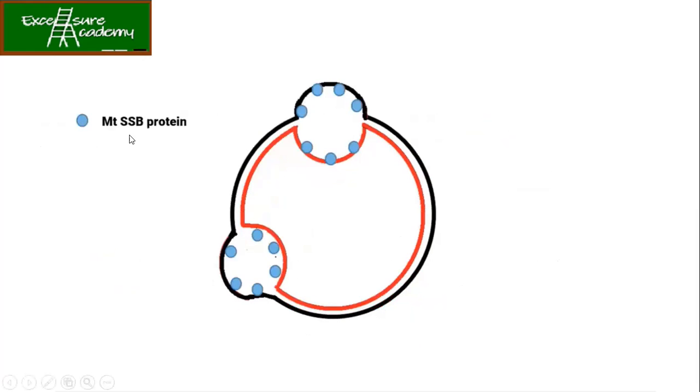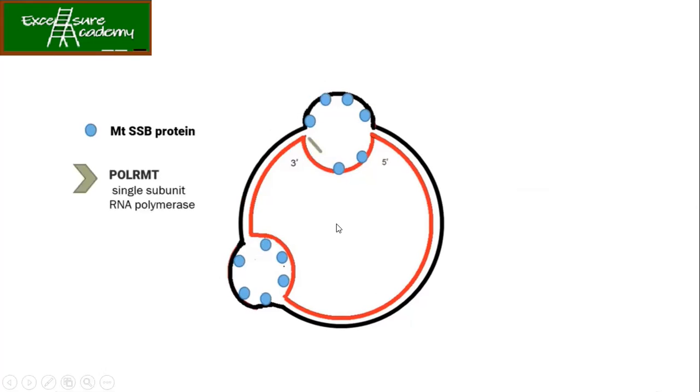Now what is happening? The mitochondrial single-stranded binding proteins will come, and they will bind. Then we need an RNA polymerase, known as POLRMT, the polymerase RNA of mitochondria. It's a single subunit RNA polymerase. It is going to give you the RNA primer over here.